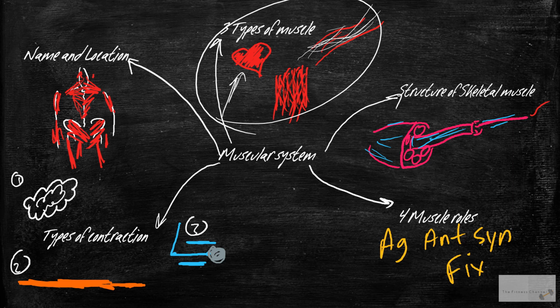We figured out the different types of contraction. Don't forget your clouds and your earth. And then we figured out the 4 roles that a muscle will play in any desired movement. Name and location of muscles we didn't teach in depth, but there we go. Just a little bit of revision tips for you.